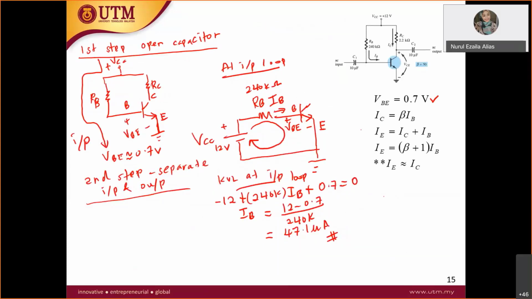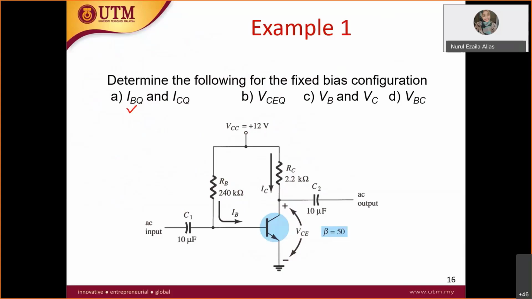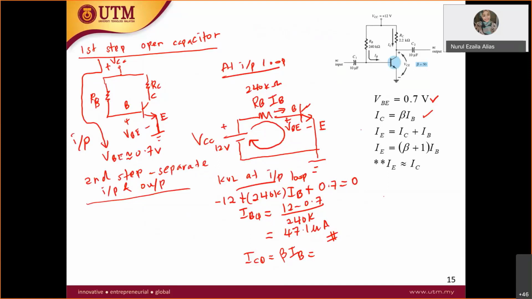So how to get IC now? Since you are not familiar yet with BJT, in order to get IC you will use this formula, which is equal to beta IB. Beta is usually given in this question, it is 50. So 50 times 47.1 micro. How much here?